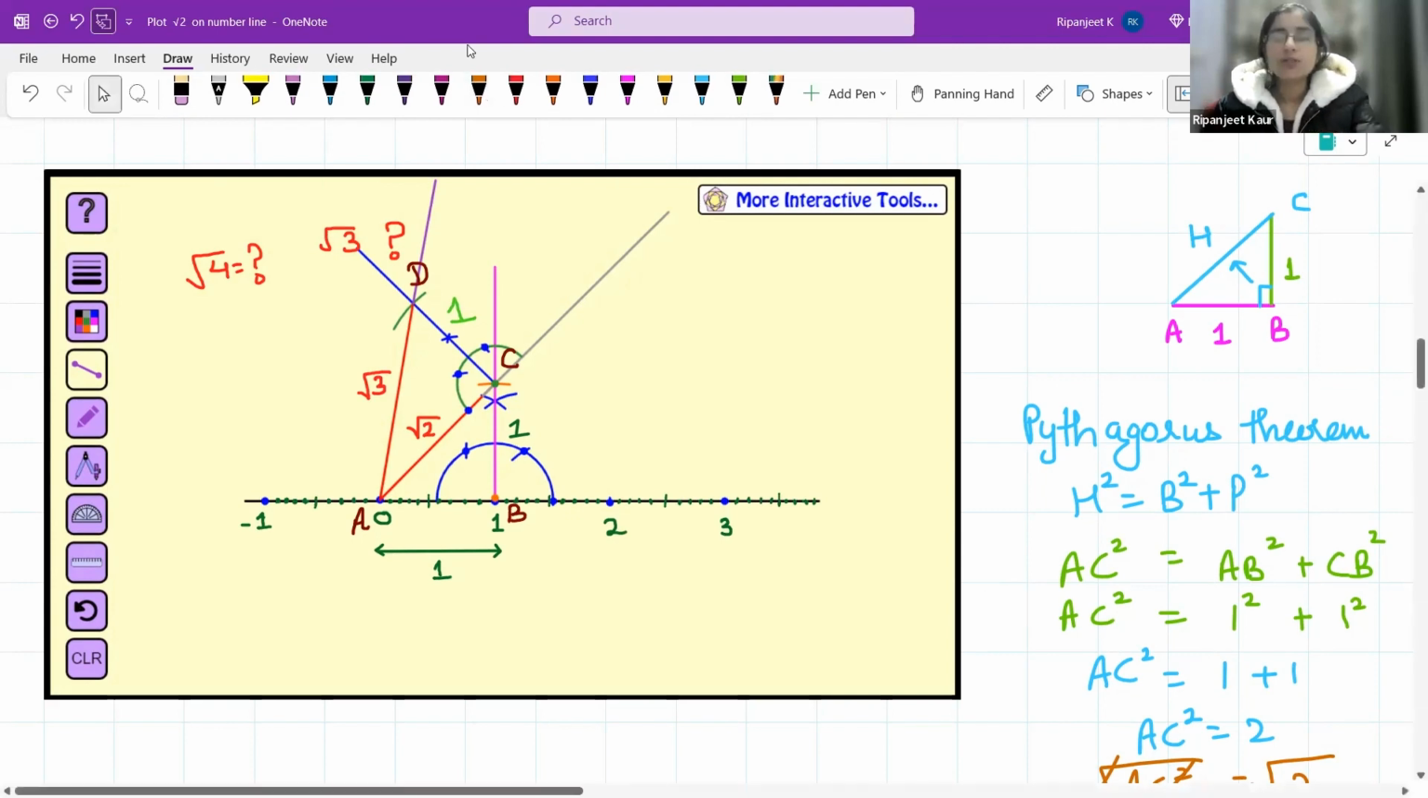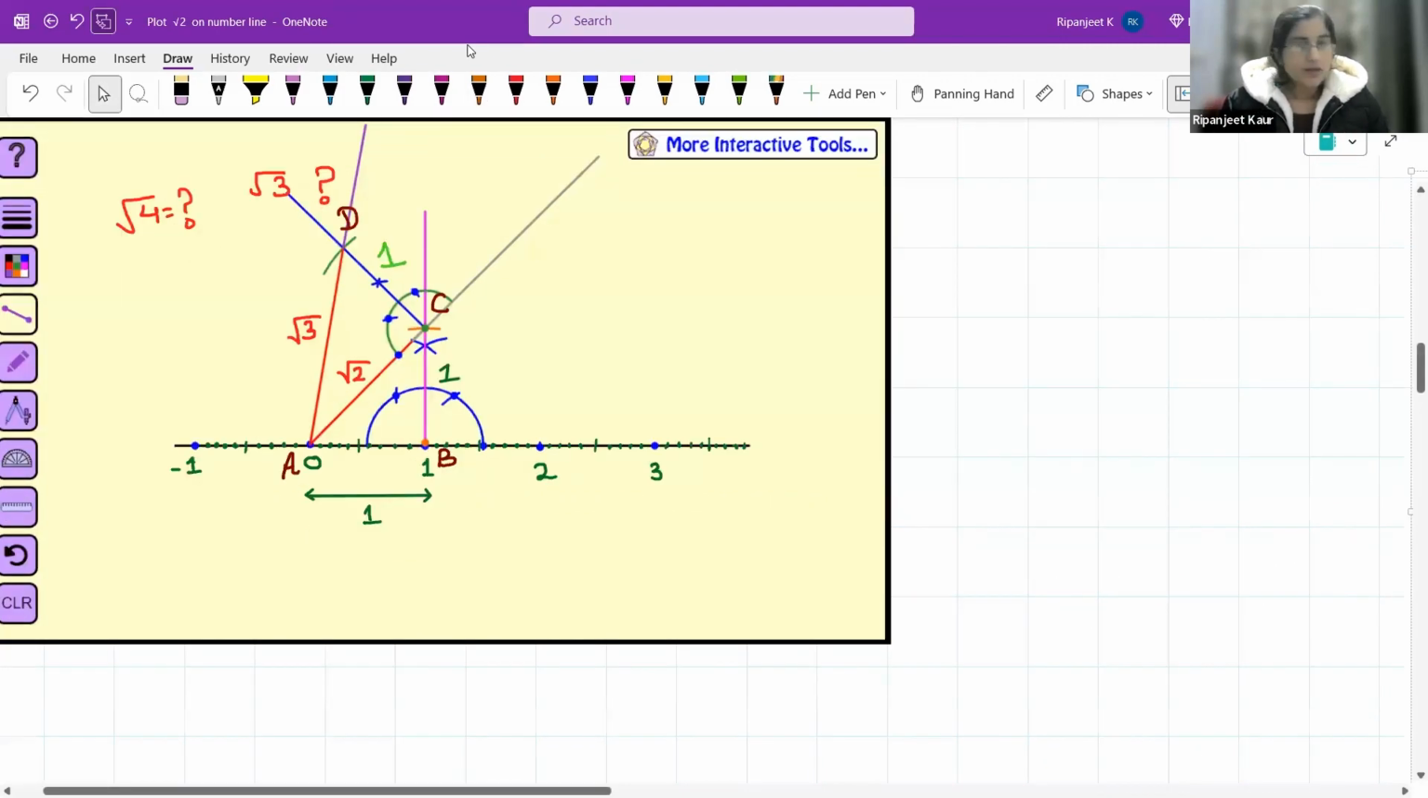But what about the triangle ACD? Can you see this triangle which is ACD? What about this? How can we prove that? Now let us look at this as well. ACD, right? So we have this triangle ACD. What is the base for AC?